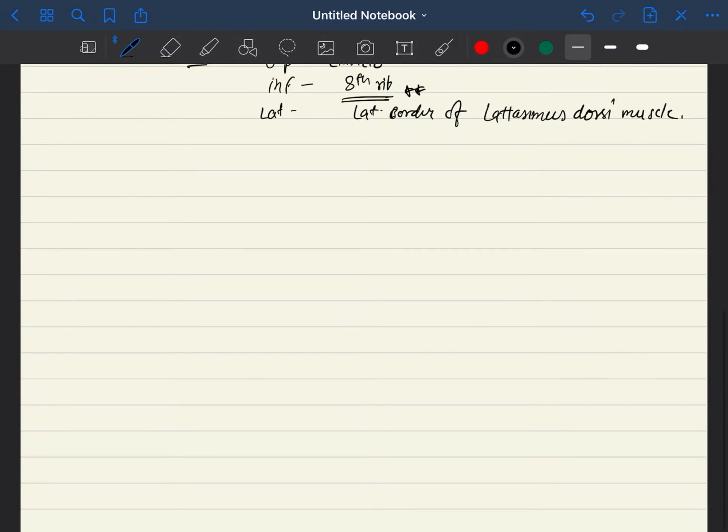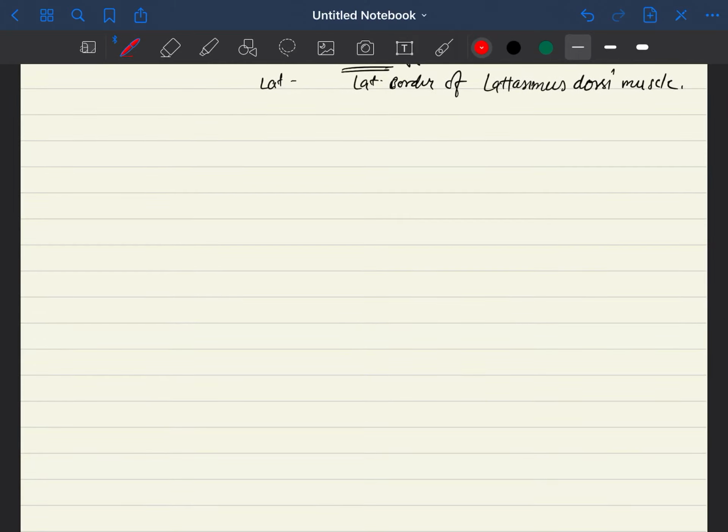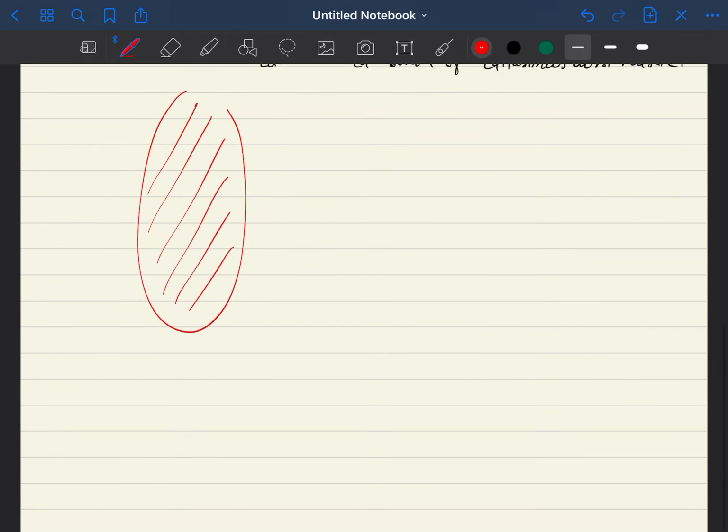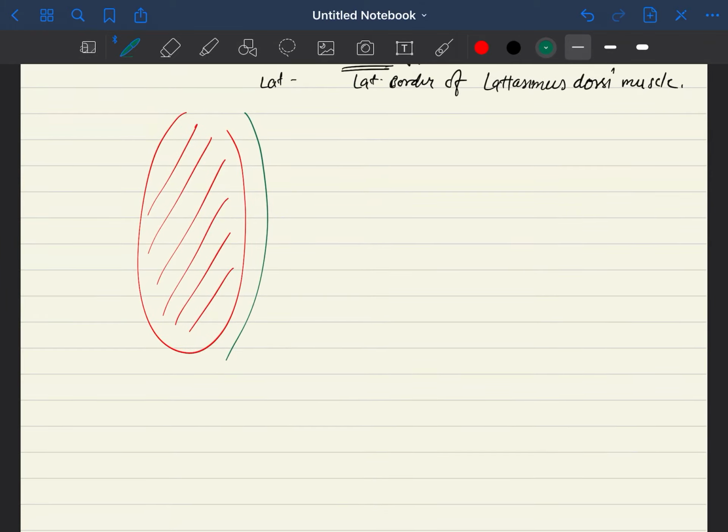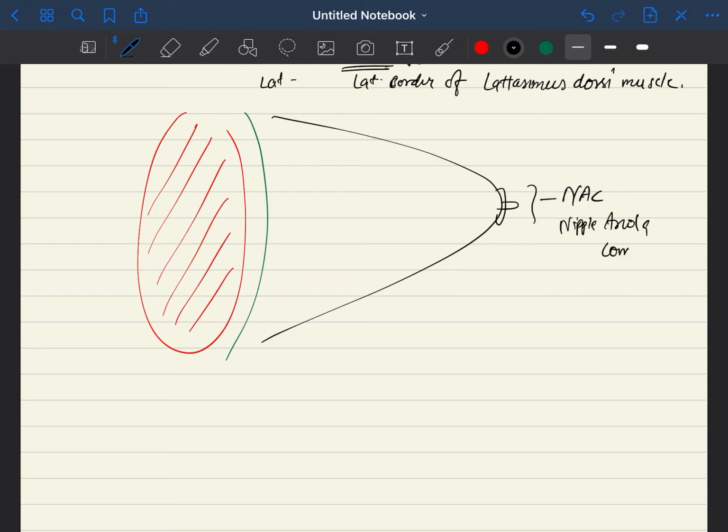So actually the breast lies on the pectoralis major muscle. So here is the basic drawing. This is the pectoralis major muscle, and above the pectoralis major muscle there is the pectoralis fascia, and on the pectoralis fascia lies our breast. Here is the breast, and this is the nipple area, and this area is called the nipple areola complex, all right.